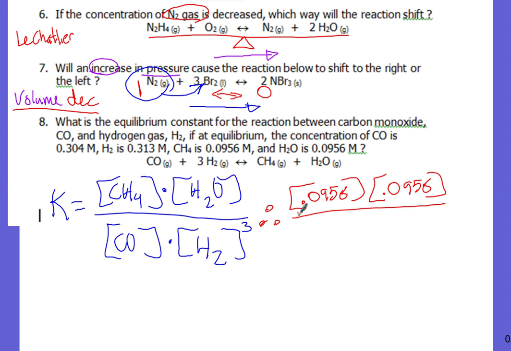CO is 0.304. One of the key things in this plugging in is, man, you really got to make sure you plug them in the right spot. It can be embarrassing if you plug them in the wrong spot. How'd I do? Did I plug everything in the right spot? Did I use the expression correctly? I've missed one thing. What did I miss?